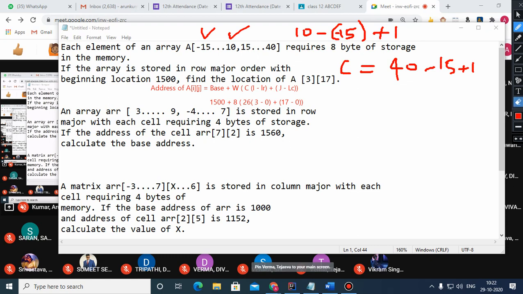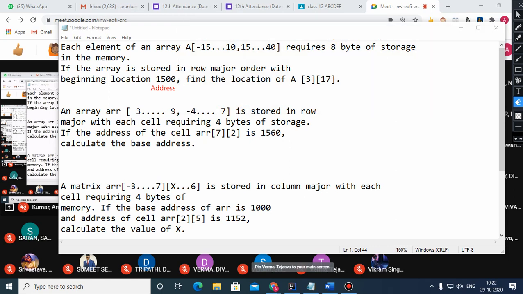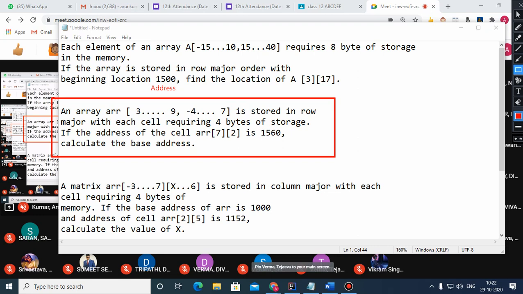Okay, now we want to move on to the second question, which is this one. So please all of you attempt this. So please try this.